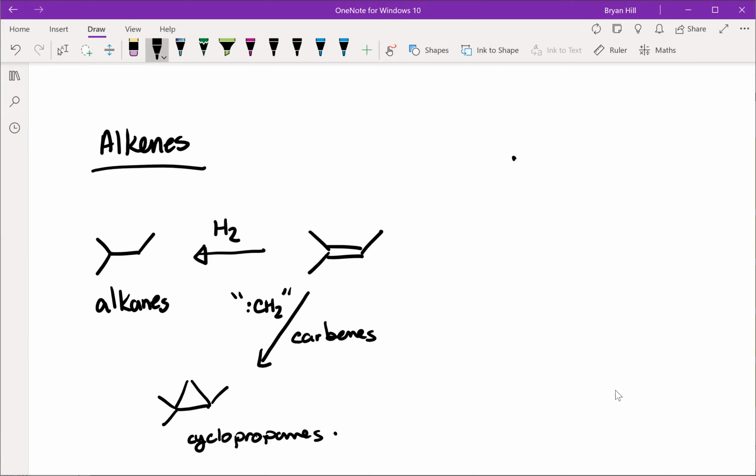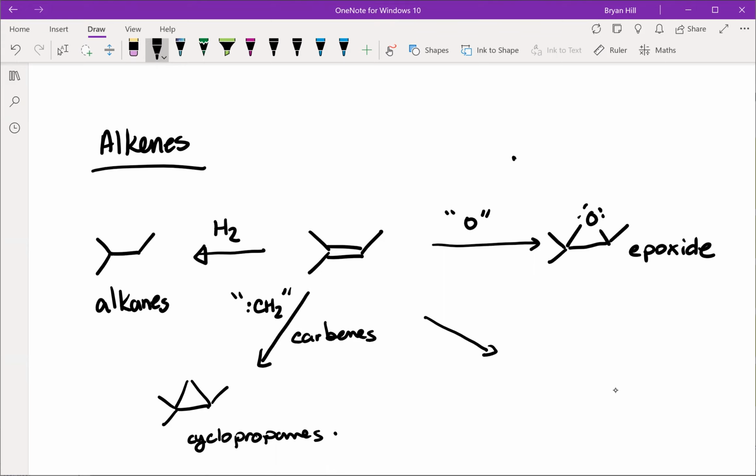We are going to add a source of basically oxygen, and it's going to make an epoxide. So this is a three-membered ring which has got an oxygen in it. Cyclopropanes are a three-membered ring with carbon in it. So both of these are quite similar reactions.